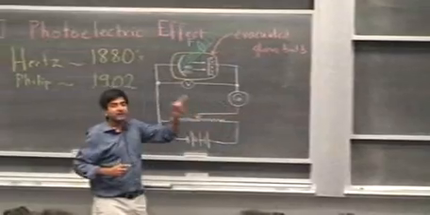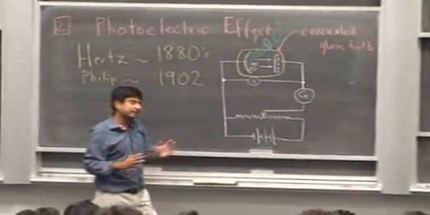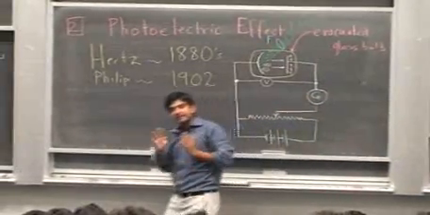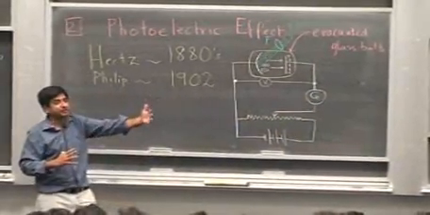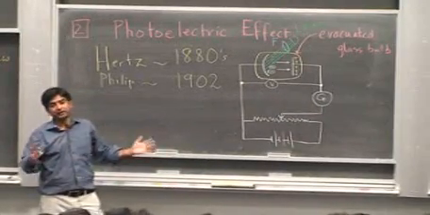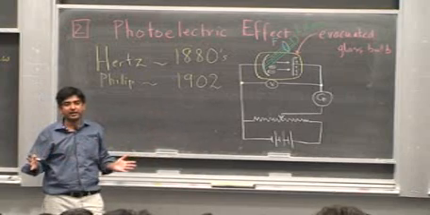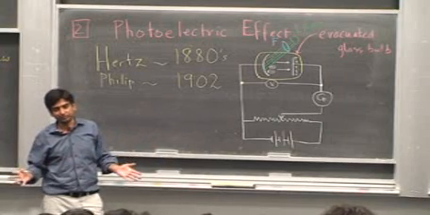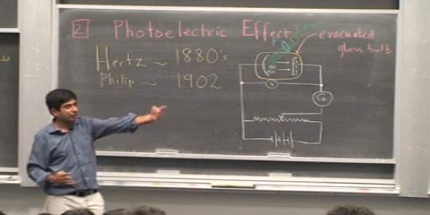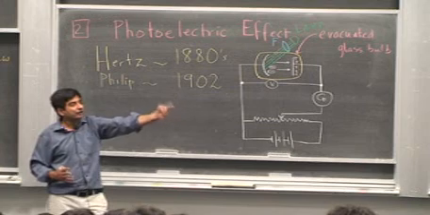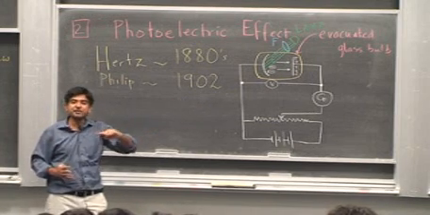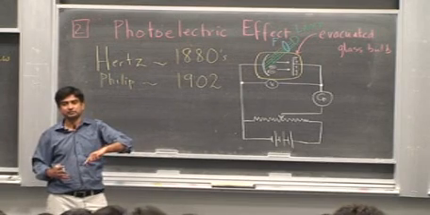So if that wall is made very negative, only the most energetic electrons can reach the electrode. And at a certain point, if that wall is made negative enough that no electron can reach the wall, the current will go down to zero. Alright? So my measurement of the stopping potential, how large a negative voltage I require on that electrode, is a measure of the maximum kinetic energy of the electrons.